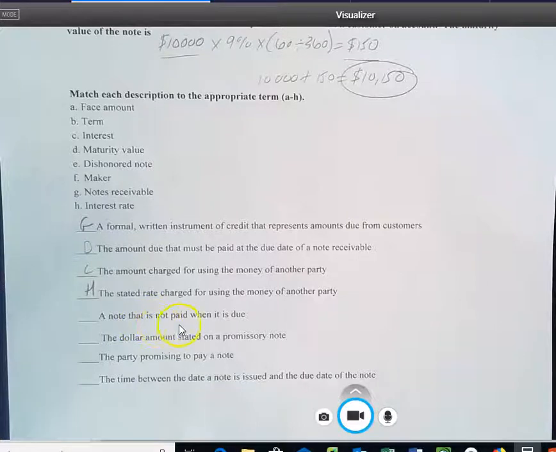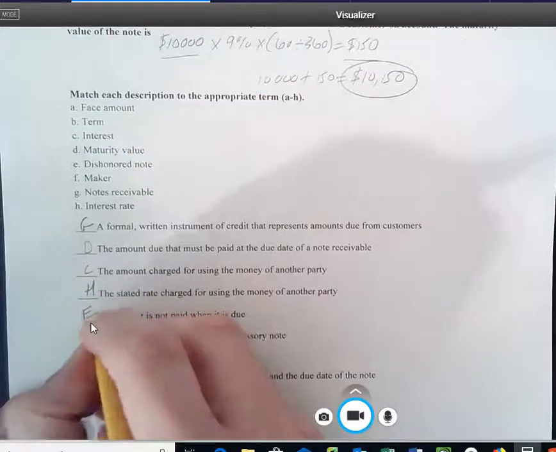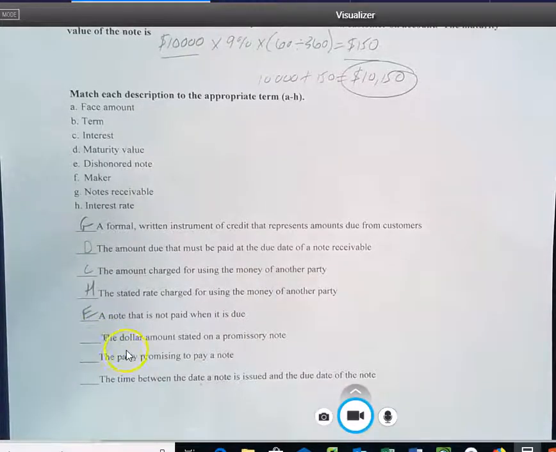A note that is not paid when it is due. Okay, well, let's just see here. Maker, dishonored note. I don't really care for the definition here. A note that is not paid when it is due is just past due. But a note that is not going to be paid is a dishonored note. That is our best answer for this, so we're going to go ahead and assume that is our answer.